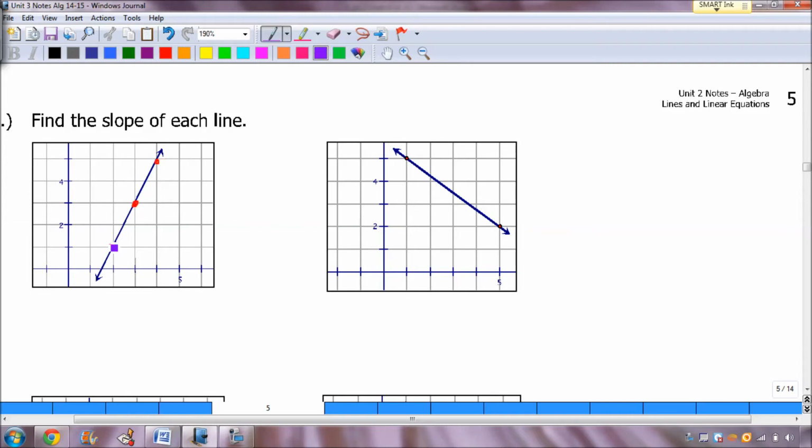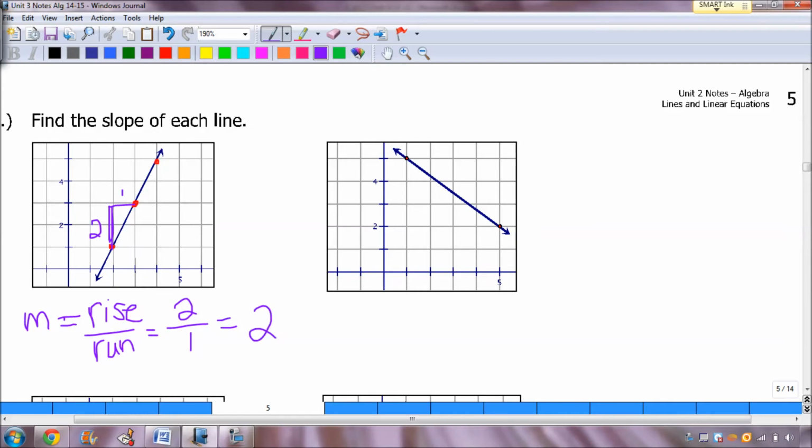So let's figure this out. This one right here, the rise, it went up by 2. And the run, it went over by 1. By the way, just so you know, the letter for slope is m. So we're going to say the rise over the run is equal to 2 over 1, which is positive 2.